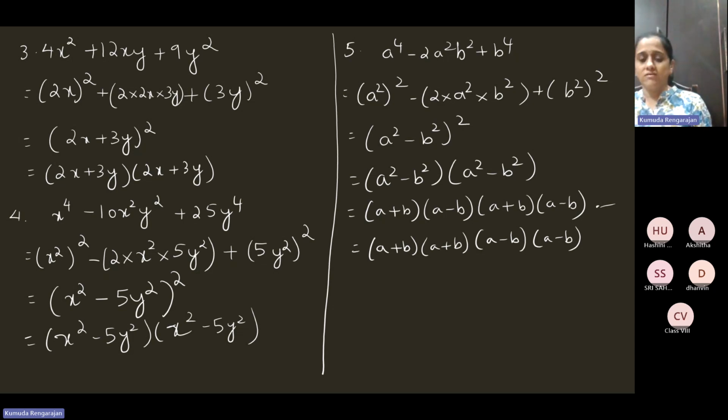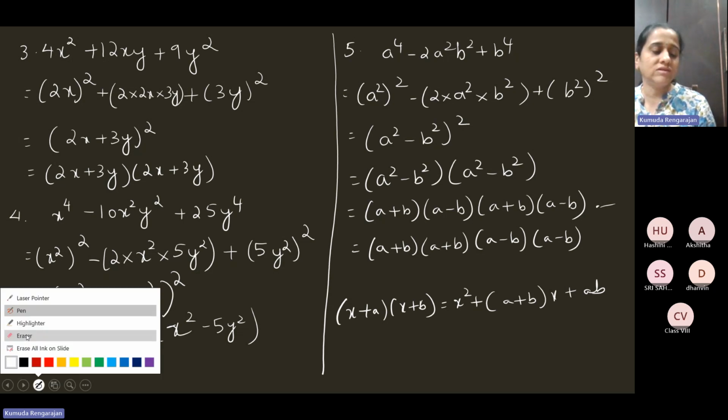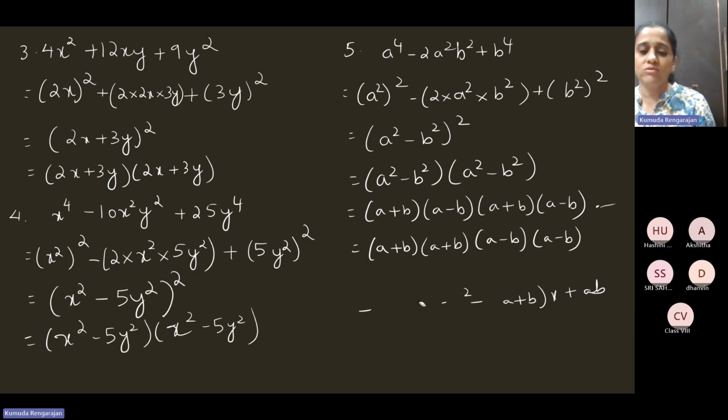So this identity, X plus A into X plus B, how do you expand this? This is X squared plus A plus B of X plus AB. X squared plus A plus B of X plus AB. These are the 4 identities we have seen in this chapter: A plus B the whole squared, A minus B the whole squared, A squared minus B squared, and X plus A into X plus B.